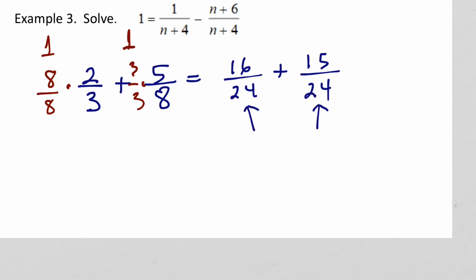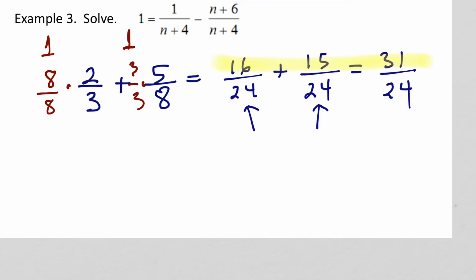24 and 24, they're the same. So I can go ahead and add those up. So I'll get 31 over 24. Now let me just point something out here. And this is critical to the technique we use once we set up the common denominators in rational equations. We can look at only the numerators here, and we can say that that is a true equation. 16 plus 15 is indeed 31.